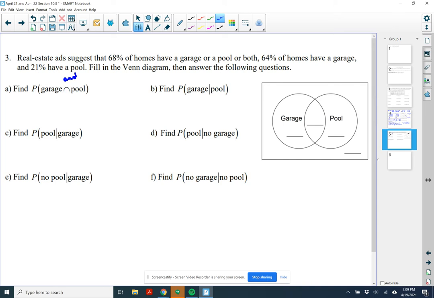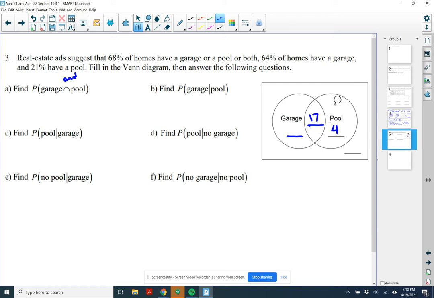All right, the first thing I'm going to do is notice that the percent of homes that have a garage or a pool or both is 68. So the sum of these three is going to be 68%. 64% have a garage. So notice if the sum of the three is 68 and 64% have a garage, that means there's 4% over here. Right? Think about that. 21% have a pool altogether. That makes this a 17.